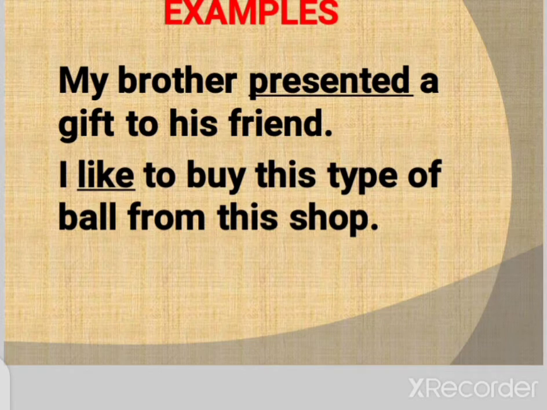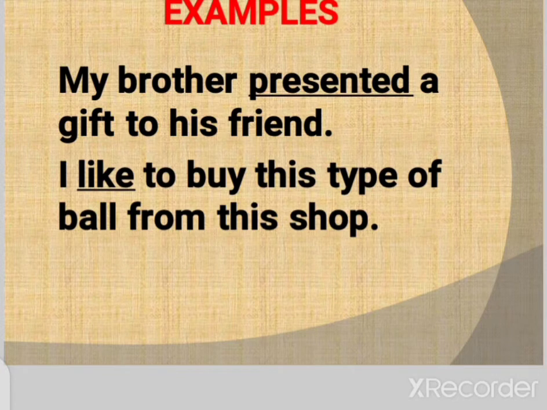Second example, I like to buy this type of ball from this shop. Here, like is the verb, and I is the subject. To buy this type of ball from this shop is the object. Here also, the verb, that is the action, passes over from the subject to the object. Therefore, when this type of action transits in a sentence, these verbs are called transitive verbs.